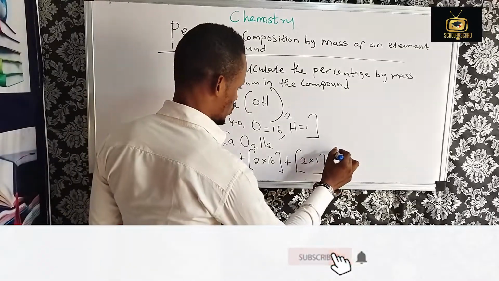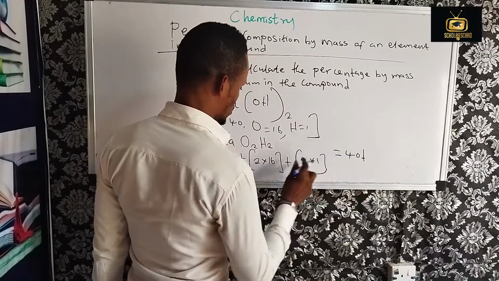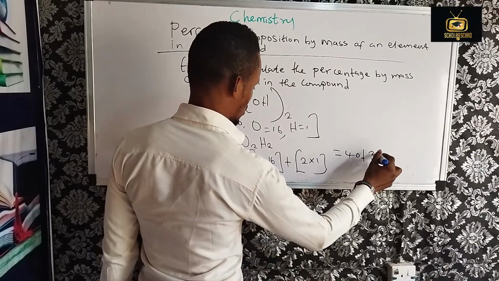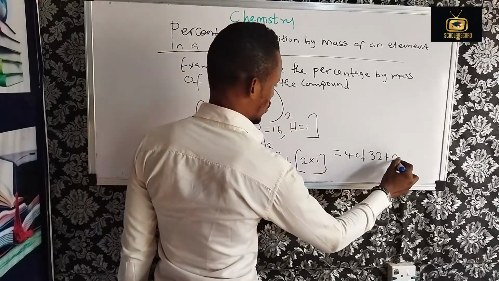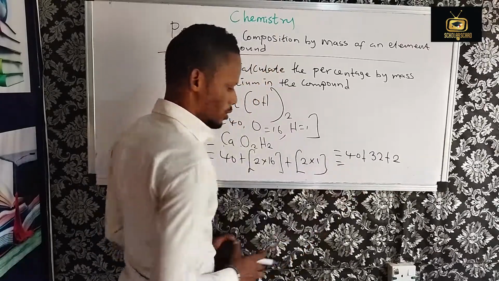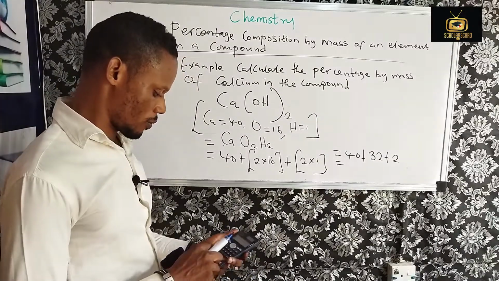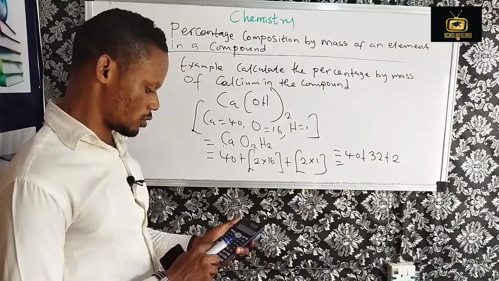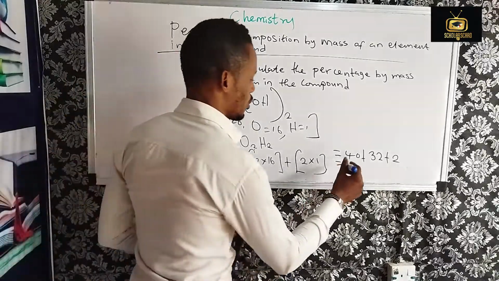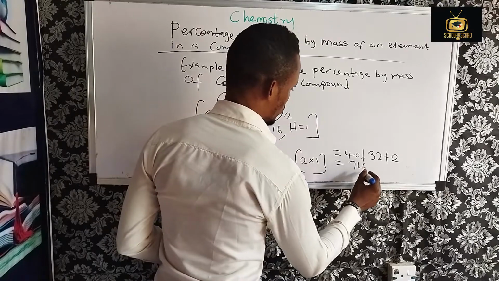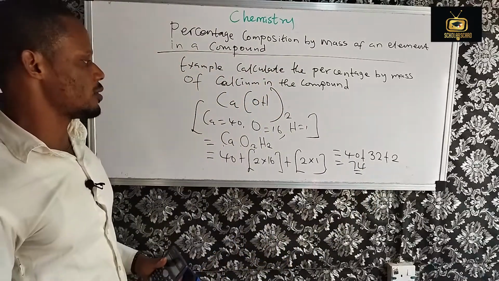Everything will now be equal to 40 plus 2 times 16, 32, plus 2 times 1, 2. So let's calculate it: 40 plus 32 plus 2. Everything will give us 74. So the relative atomic mass of the compound calcium hydroxide is 74.